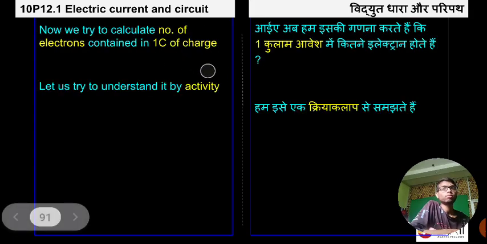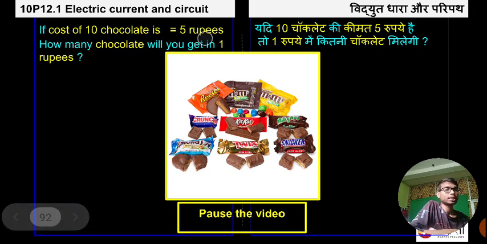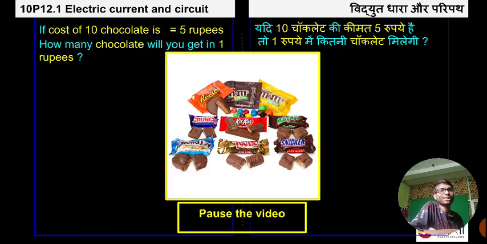So how many electrons will one coulomb contain? With this example, we can understand the meaning of that. How many chocolates will you get in 1 rupee? So in 1 rupee, you will get 2 chocolates. So in 0.5 rupee, you will get 1 chocolate. But if it is half, you are getting half a chocolate.